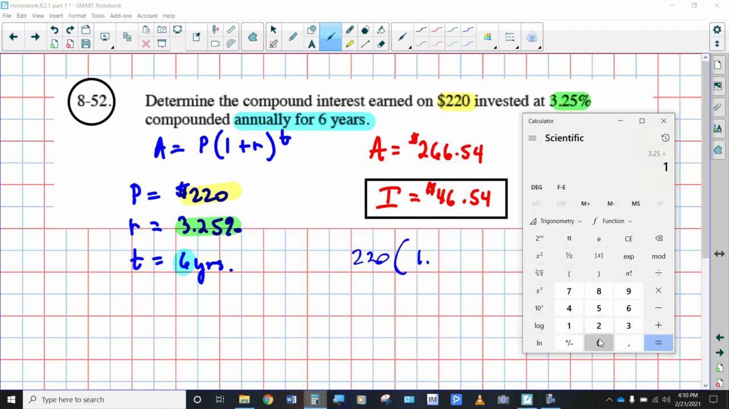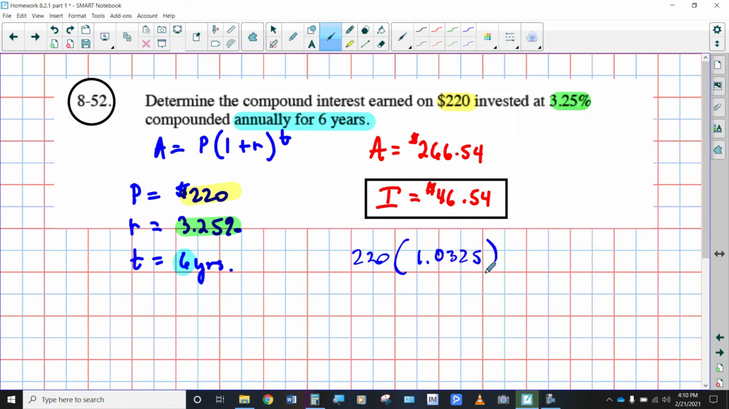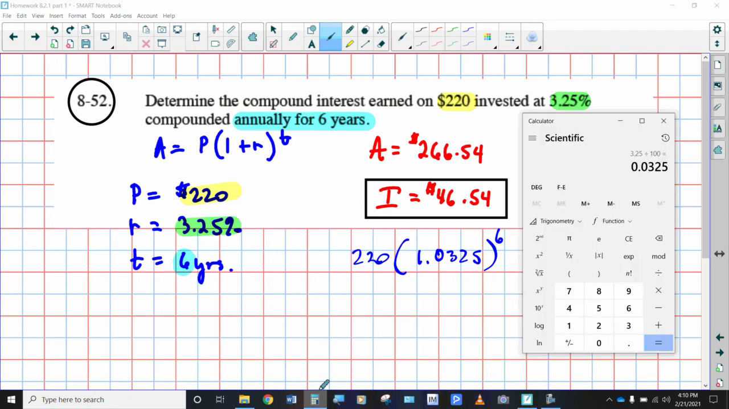3.25 divided by 100 changes it from a percent to a decimal, so 0.0325. So we're going to add that to the 1 to make it 1.0325. And then we're going to raise that to the power of 6. Since I'm using this calculator, and this calculator forces me to take what's inside the parentheses and raise it to the power first. And that gives me a multiplier that I'm going to multiply times 220, so I'll do that now. And that gives me $226.54.